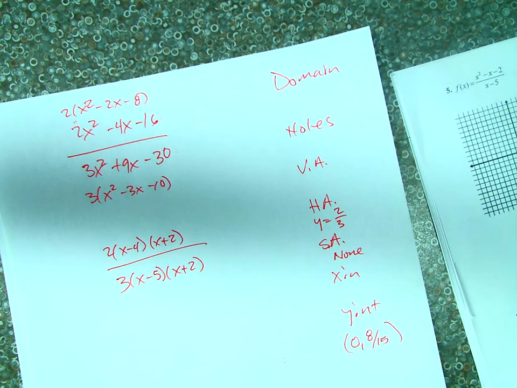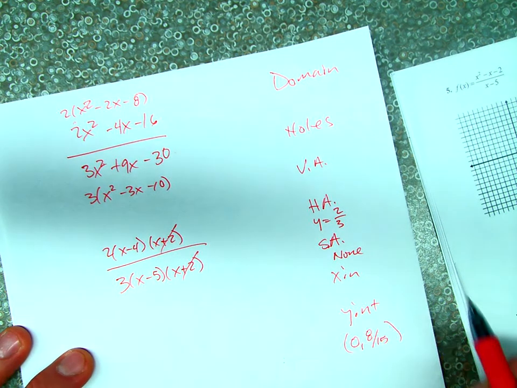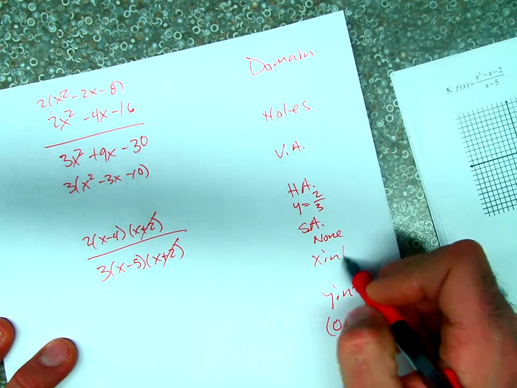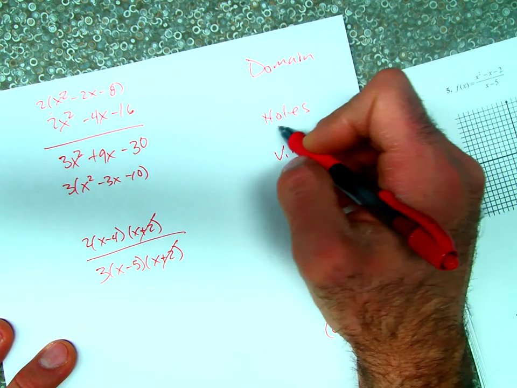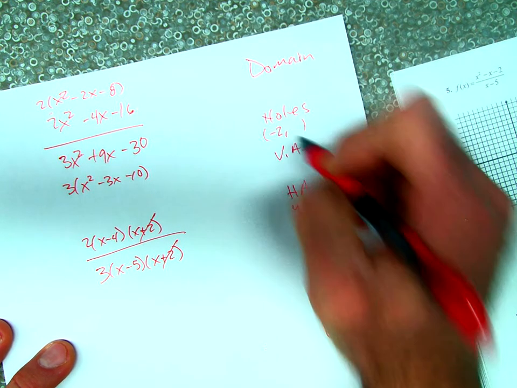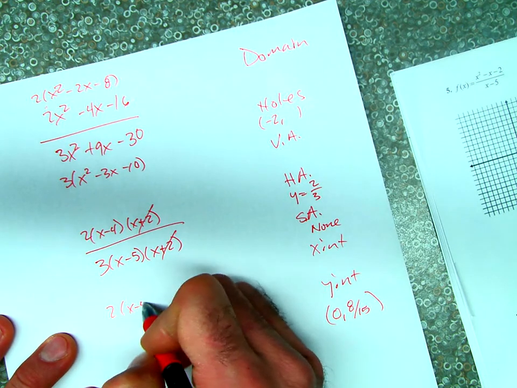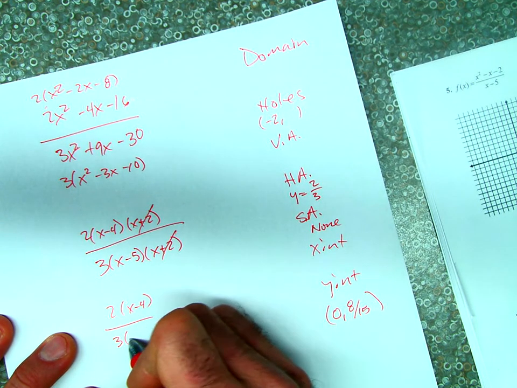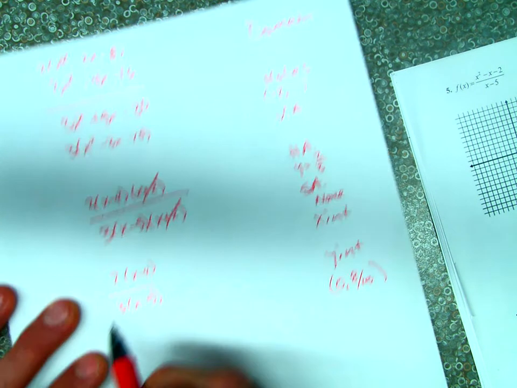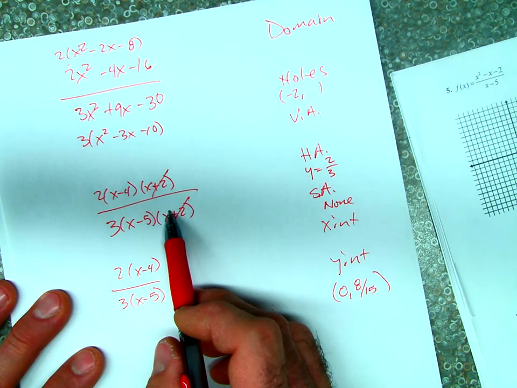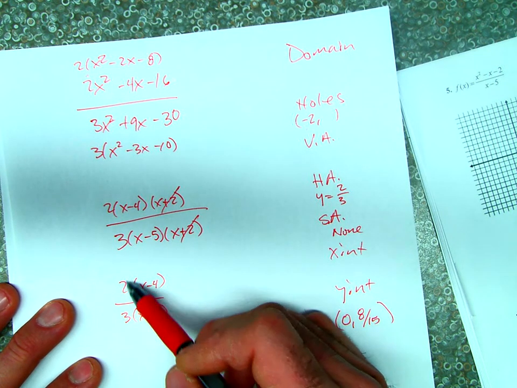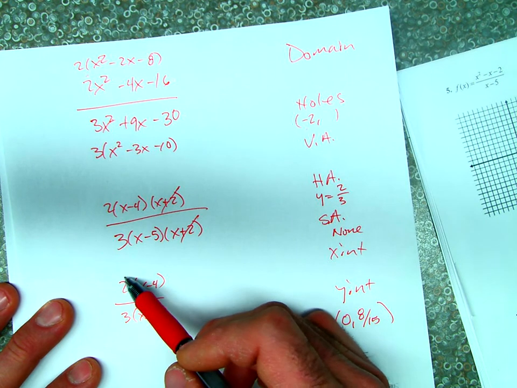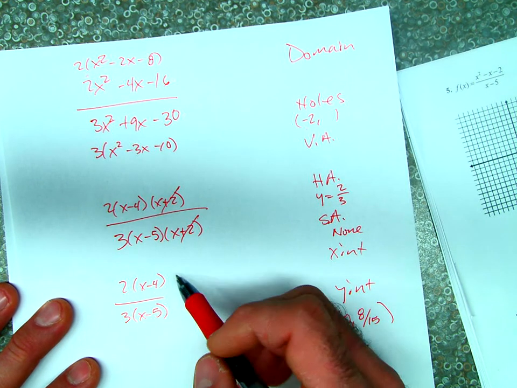Does anything die? Yes. x plus 2 dies. So what does that tell me? It means I have a hole. What is the x value of the hole? Negative 2. We have to find the y value. 2x minus 4 over 3x minus 5. This is the reduced, because x plus 2 died. I need to put negative 2 in for x. Don't forget the leading coefficients, the GCFs.